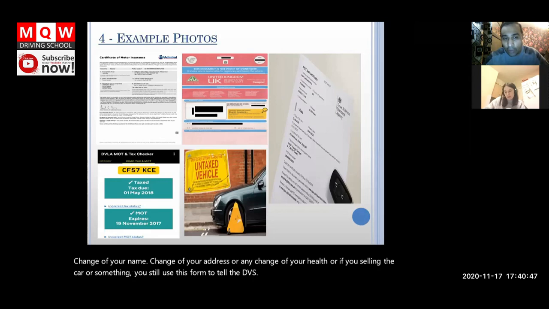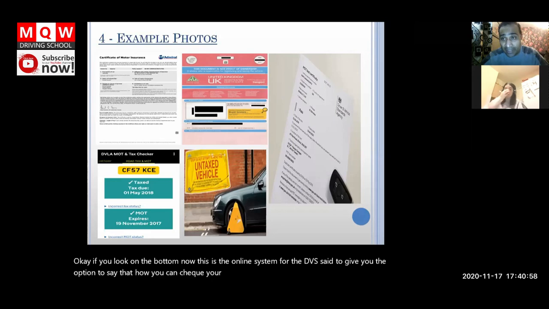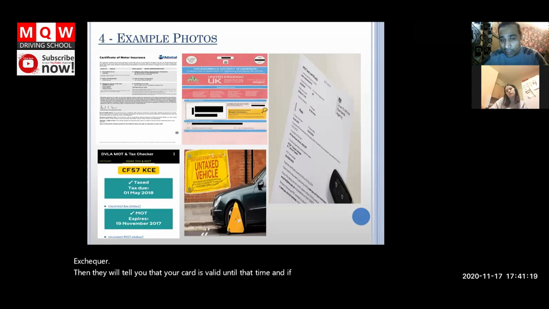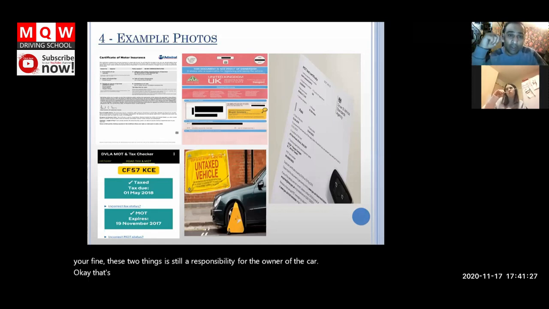Okay. If you look on the bottom now, this is the online system for the DVSA to give you the option to check that your car is properly taxed, properly insured, and properly has an MOT certificate. Okay. So when you put your registration number on the government website, it's called the MOT and tax checker. Then they will tell you that your car is valid until that time. And if it's green and ticked, you are fine. These two things are still the responsibility of the owner of the car.